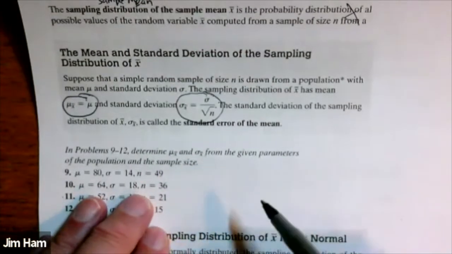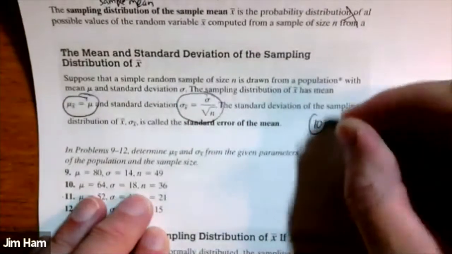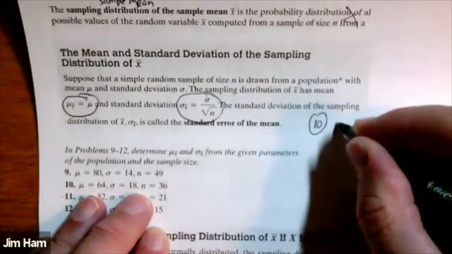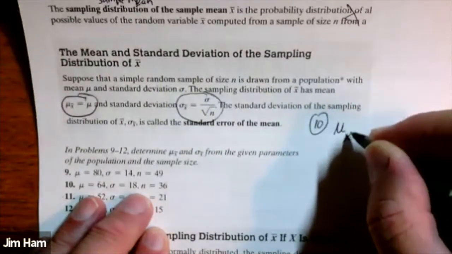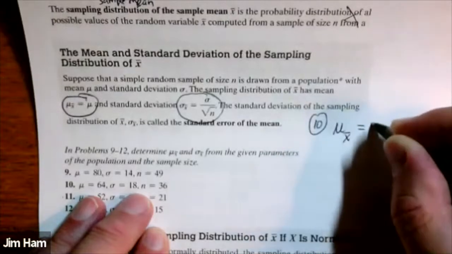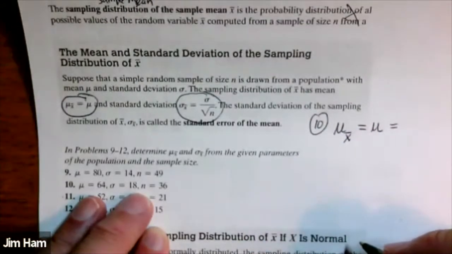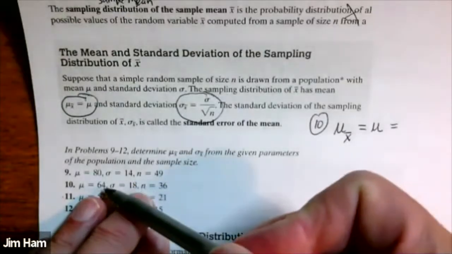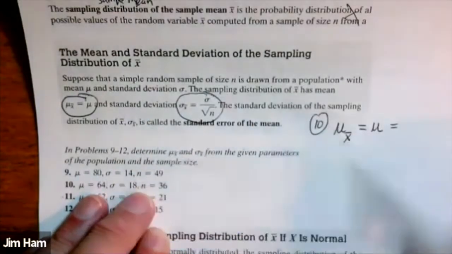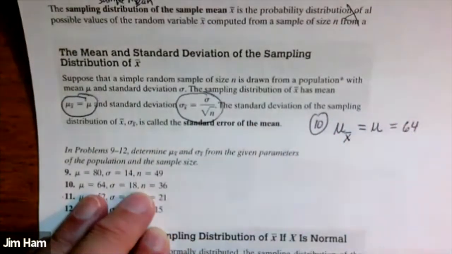So if we look at, say, number 10, the mean of the sampling distribution is the mean of the population. And the mean of the population is given to us in the problem to be 64. So that's it. The two are the same.